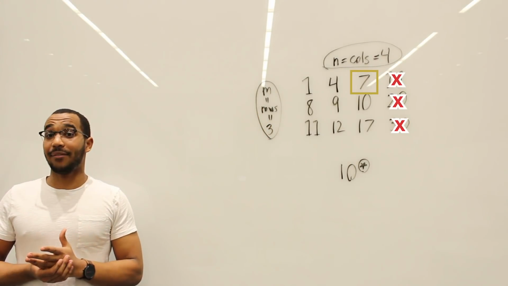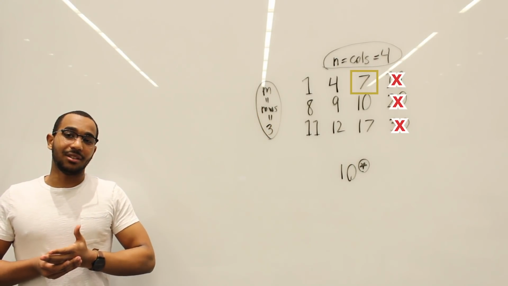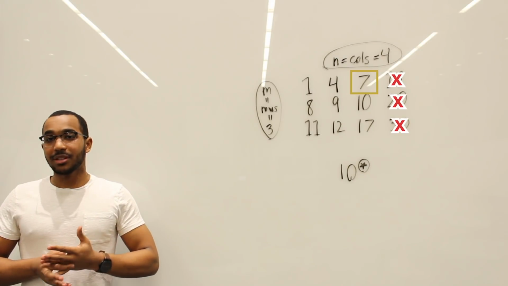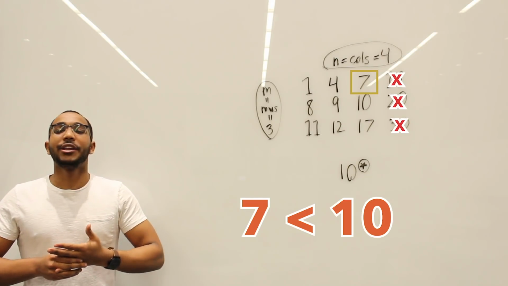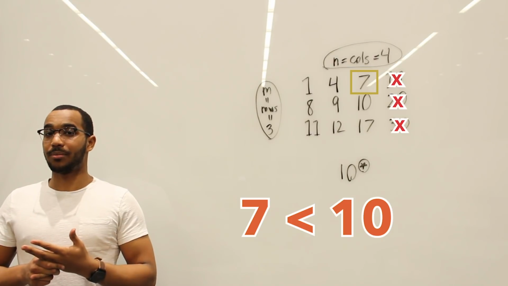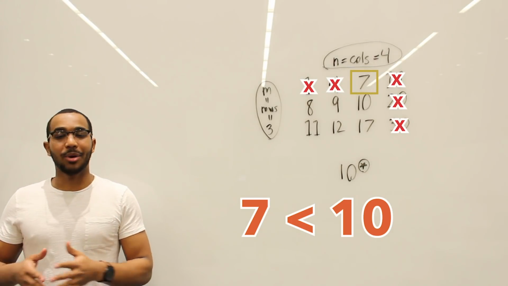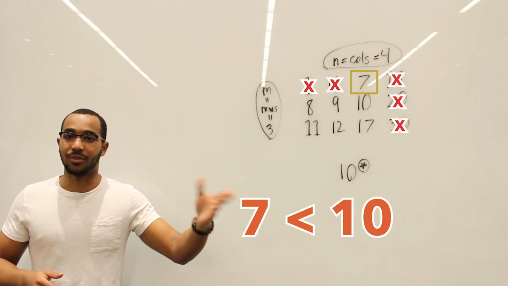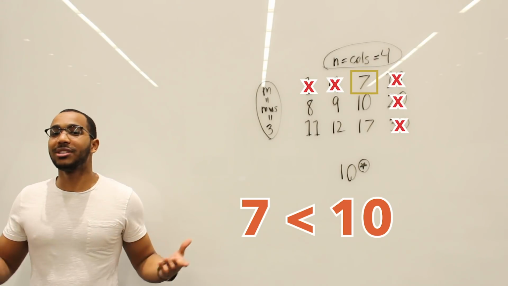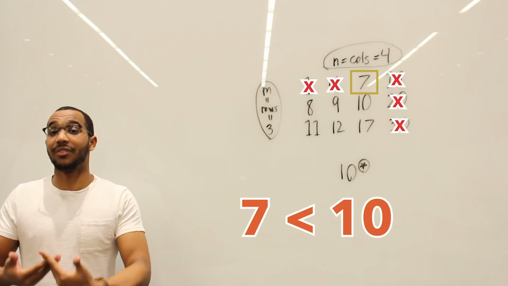I jump to my 7. Is 7 greater than or less than 10? 7 is less than 10. I need to increase my value. If I go left in the same row, I'm getting worse. I'm going to go from 7 to 6 to 5 to 4 possibly. I'm not going to get 10. I need to increase value.